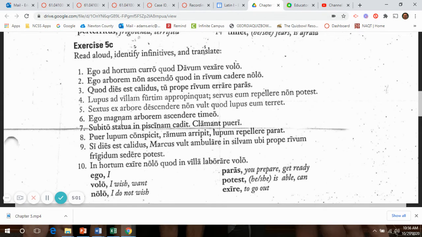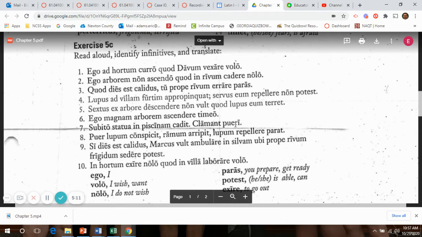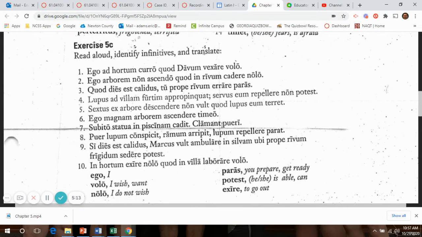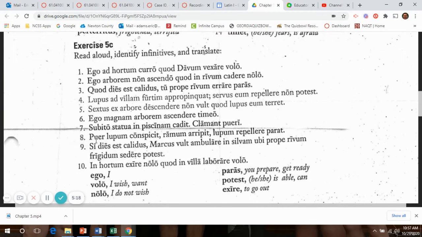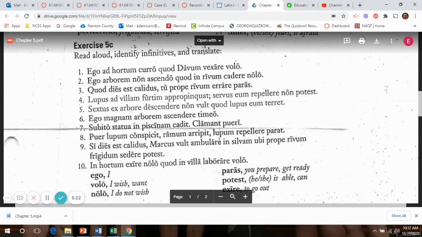If you think about the subject as being an A and the verb action as being a B, you then have a verb action, B, and then a subject, A. This pattern is called chiasmus, and it shows contrast. And so A, B, B, A, chiasmus. Number 8, puer lupum conspicit. The boy spots the wolf.